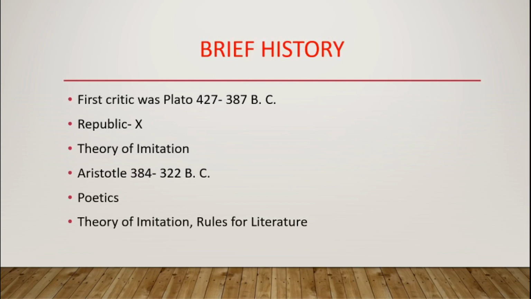So let's start with the brief history of literary criticism. Literary criticism started with Plato. Plato is regarded as the first critic of this world. He was born in 477 BC and he died in 387 BC. He was a great scholar, and he wrote a book, Republic, and in the 10th part of this book he talks about literature.